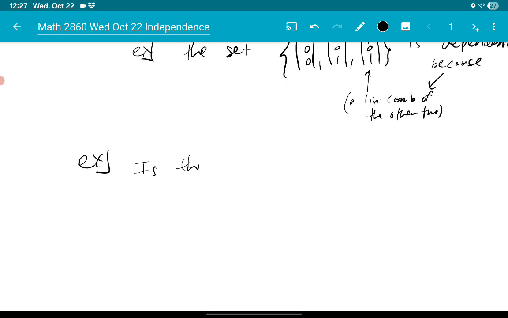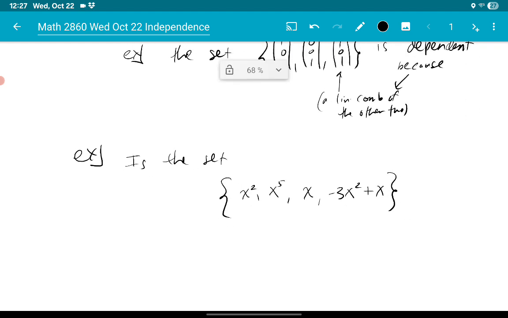Is the set, let's do some polynomials. So we'll do x squared, x to the fifth, x, and how about, negative 3x squared plus x. Okay, so this is a set.